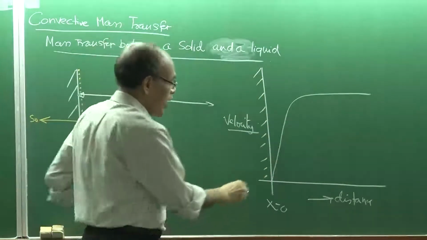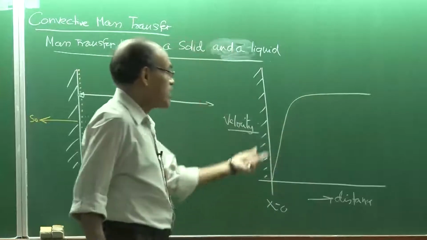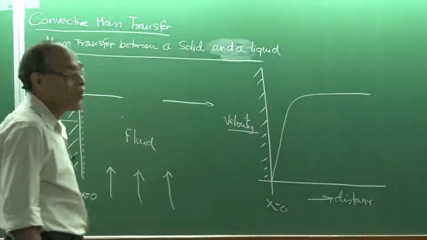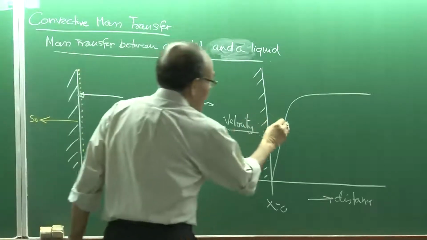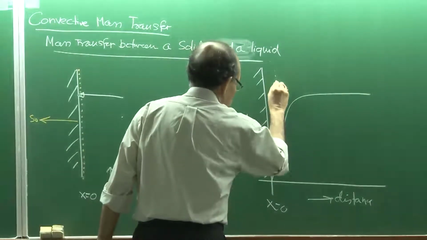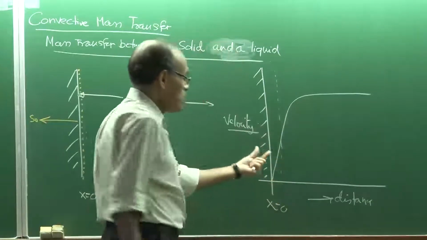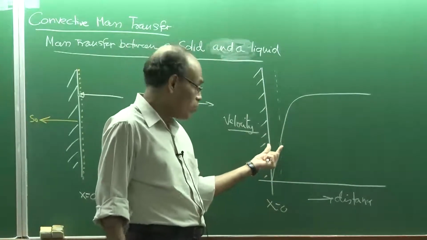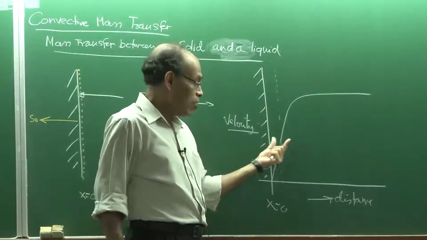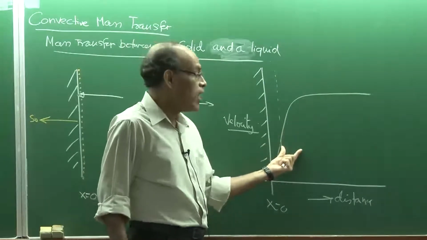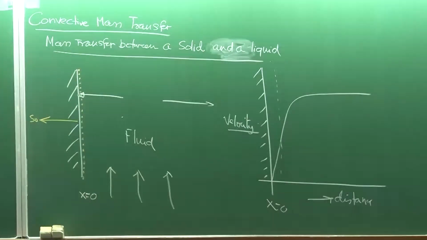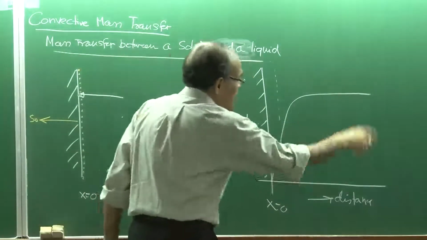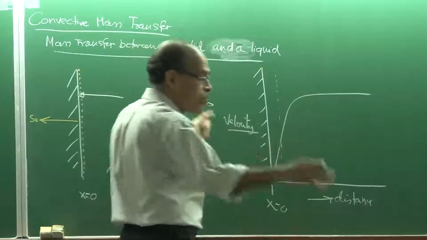So it is 0, and then the velocity increases, establishing a characteristic boundary layer, which I have already told you. And we have seen that the boundary layer itself can be divided into several parts, and the most important thing is that you have a laminar sublayer here, then you have a transition sublayer here, and then we have the bulk of the fluid.